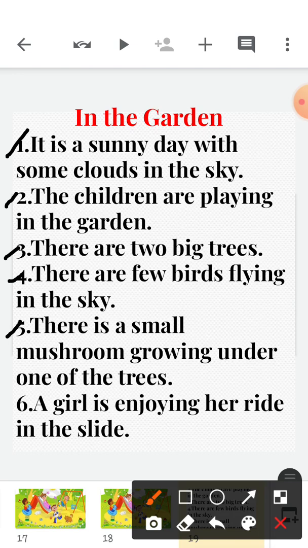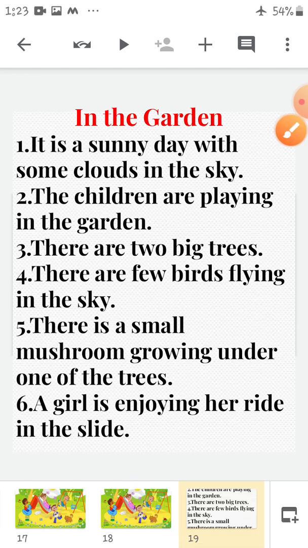There is a small mushroom growing under one of the trees. Sixth one, a girl is enjoying her ride in the slide.